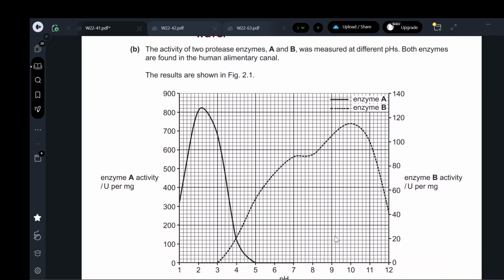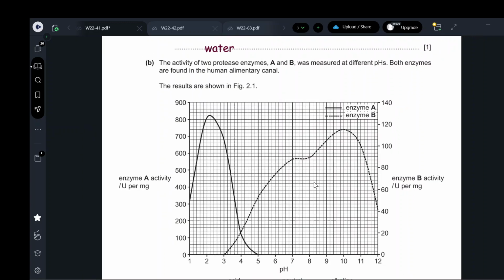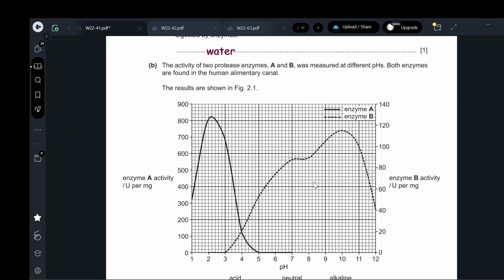This is a nice question. We revised it during revising our chapters. The activity of two proteases, A and B, was measured at different pHs. Both enzymes are found in the human alimentary canal. Enzyme A is most active in acidic pH. Enzyme B is most active in alkaline pH.